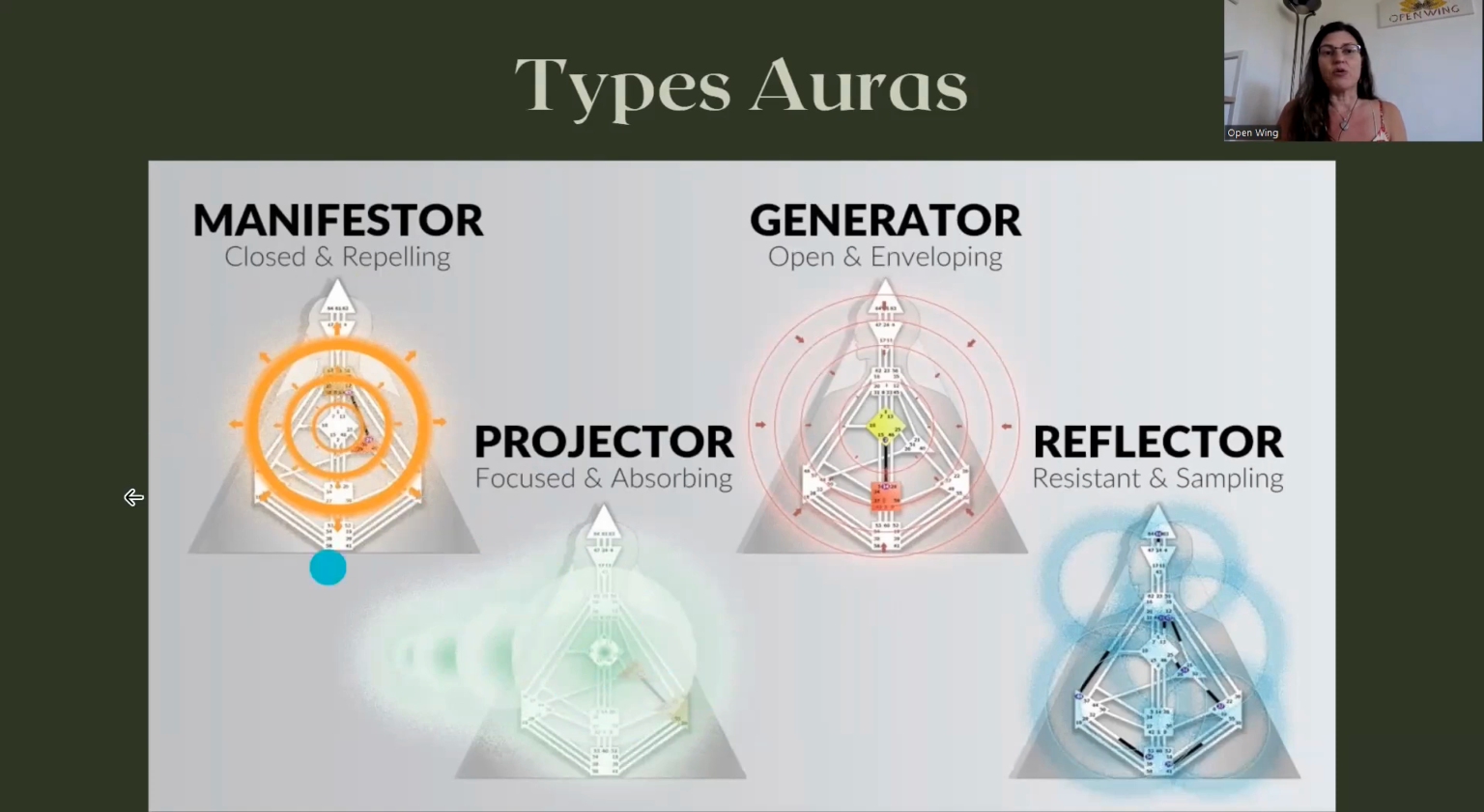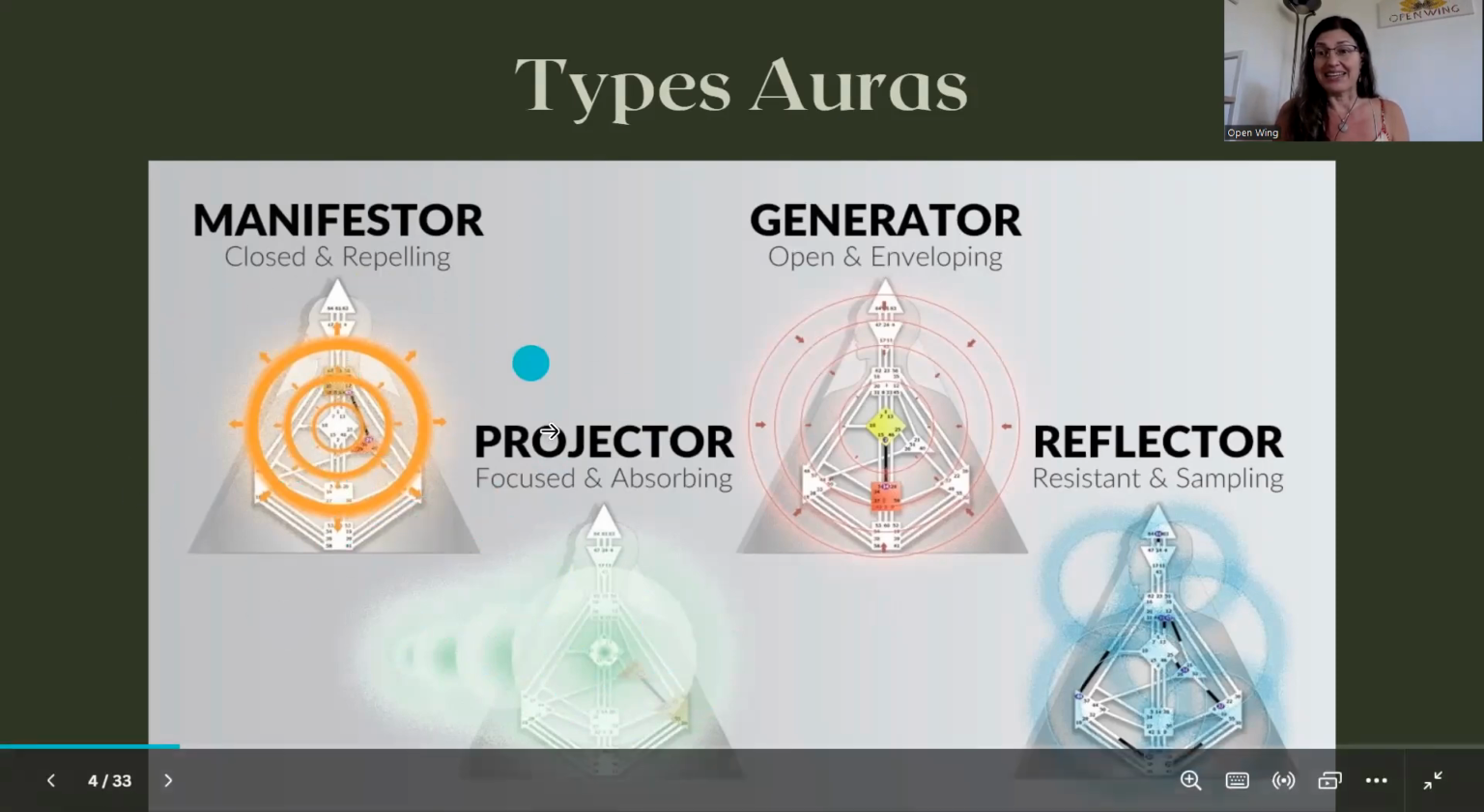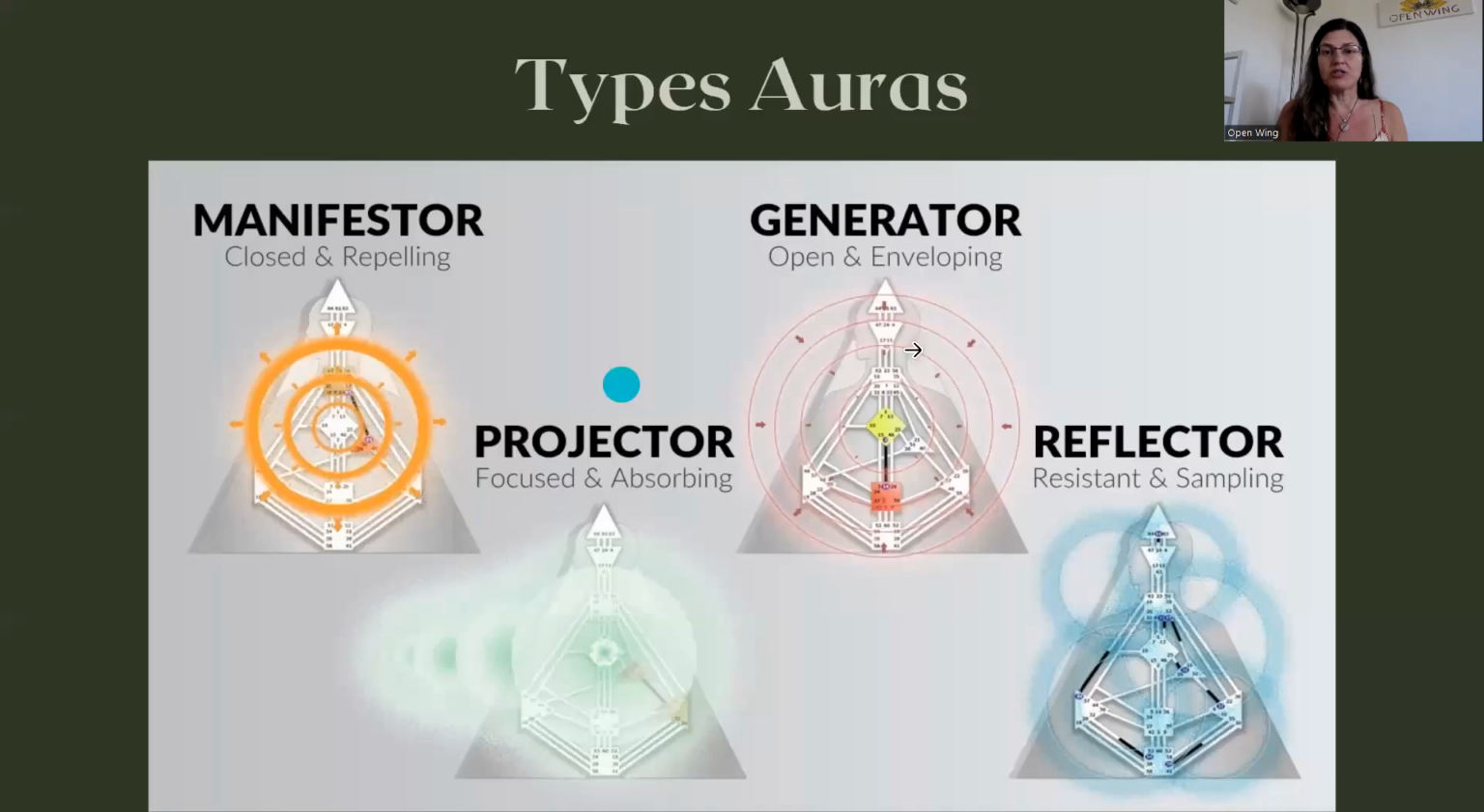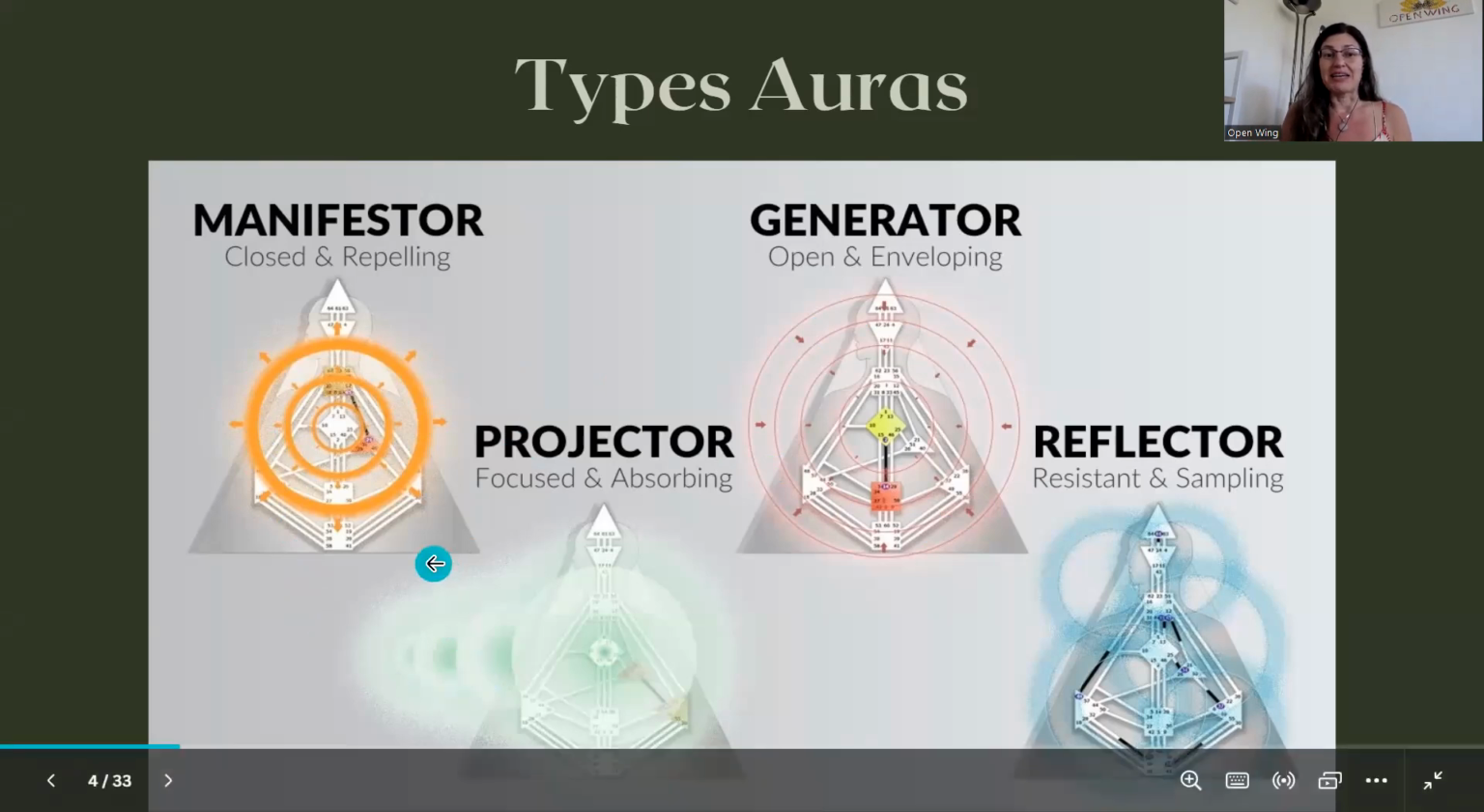And the manifestor aura is closed and repelling. So 8% of the population is manifestor. So you see it's totally opposite of the generator aura. It's something to grasp if you're a manifestor, that you're a being that really values freedom and needs to get in touch with their power. Because manifestors are here to impact the world and others.